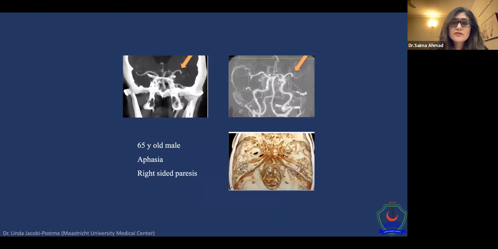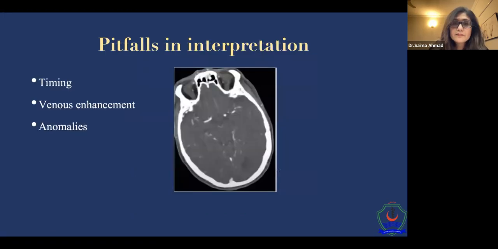So this is a case in which the patient presented with aphasia and right-sided paresis, and you can see that there is an MCA occlusion. This is with bone, this is with the subtracted bone, and these are again the reconstructed images. So all images are very beautiful, and you can very easily pick up the site of occlusion here.